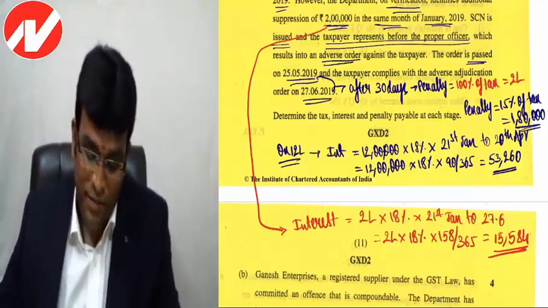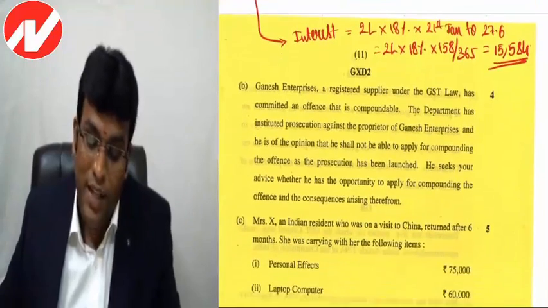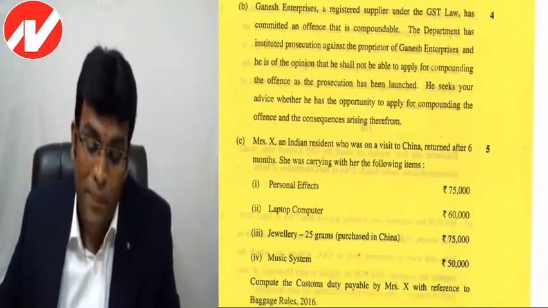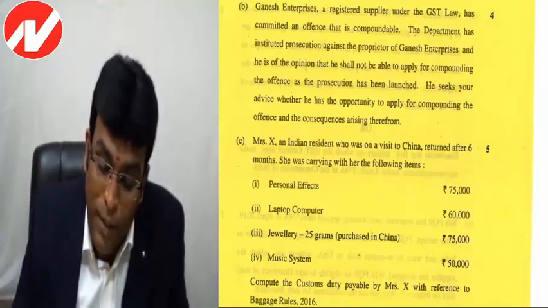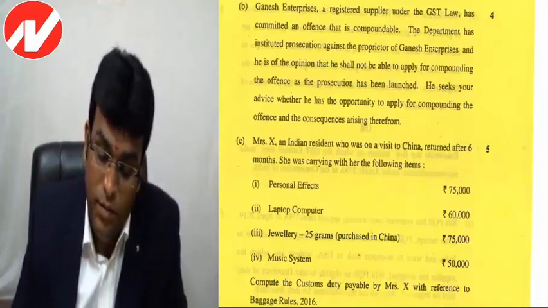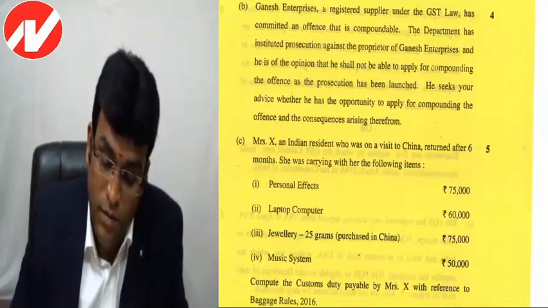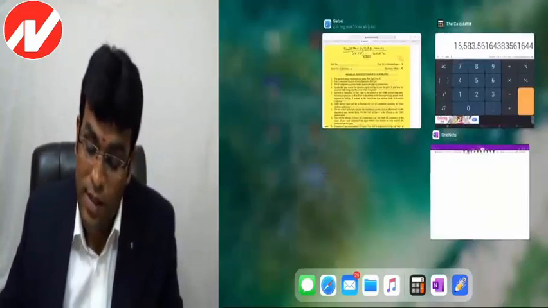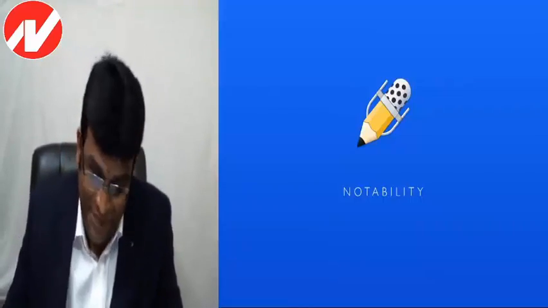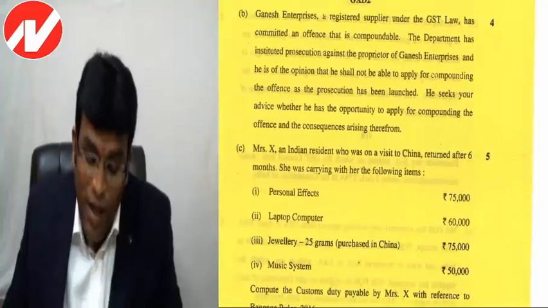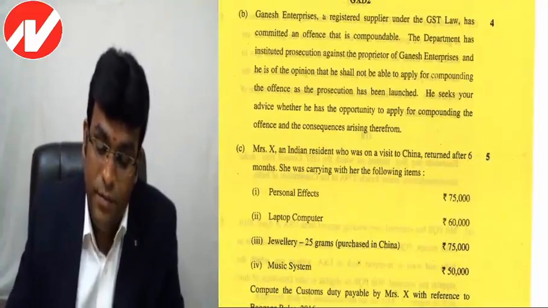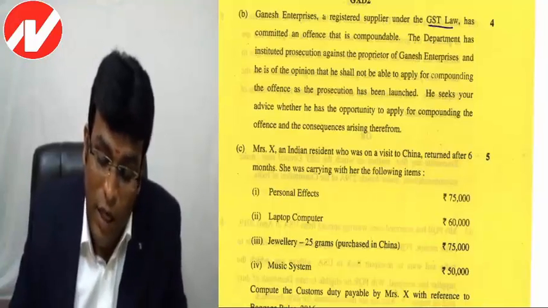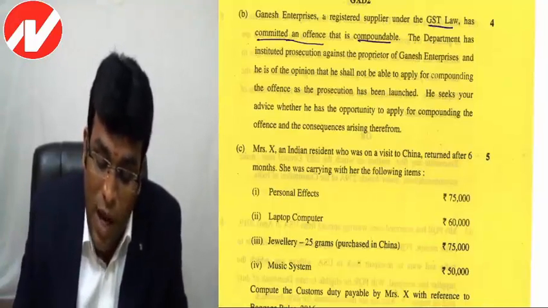Ganesh Enterprises is a registered supplier under GST law, has committed an offence that is what, sir? Compoundable. Let me open that once again. Ganesh Enterprises, a registered supplier under GST law, has committed an offence which is compoundable.